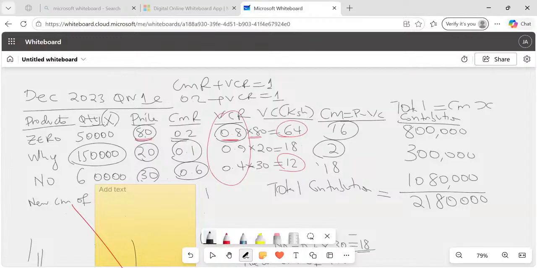Ladies and gentlemen, having gotten total contribution, what do you think we are going to do to be able to get profit? Because they wanted us to do profit. They wanted us to get profit here. What do you think we shall do to be able to get profit?